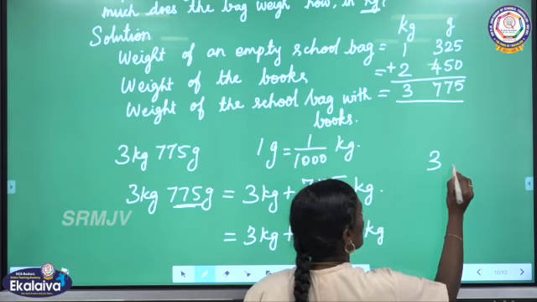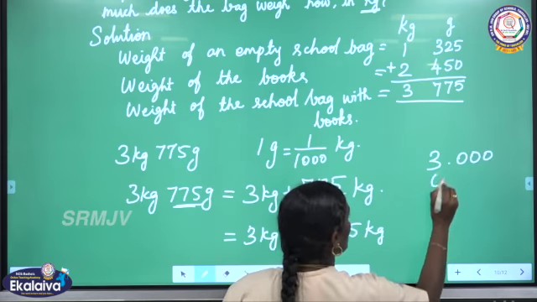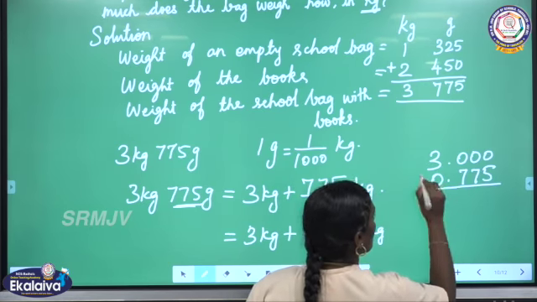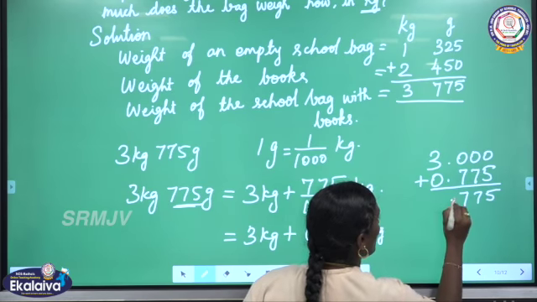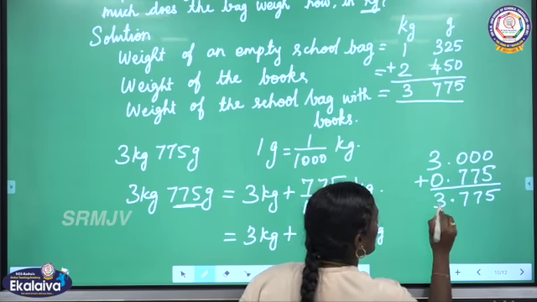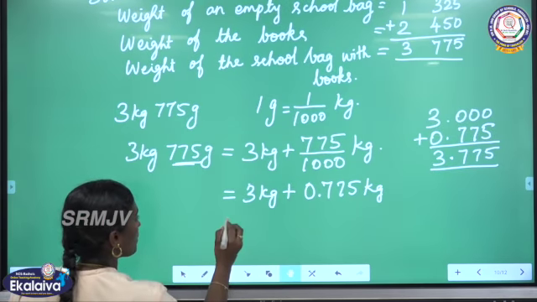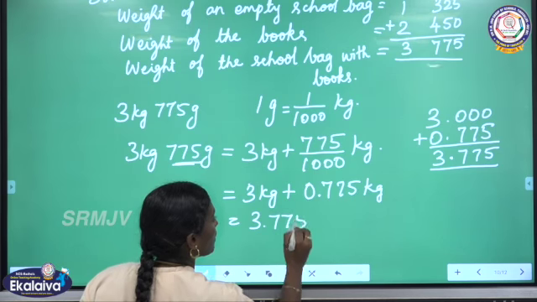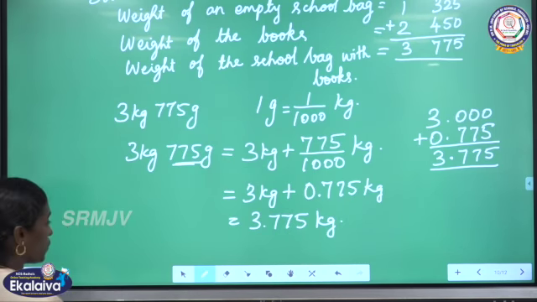3 is the whole number. For the decimal part, I am putting 0. Then the next one is 0.775. While adding these two, here 5, 7, 7. We have to keep the decimal point. Then 3. So, the answer is 3.775 kilogram. This is the weight of the school bag now.